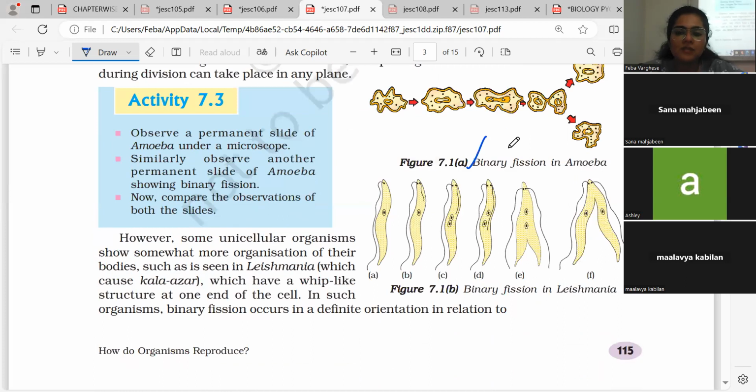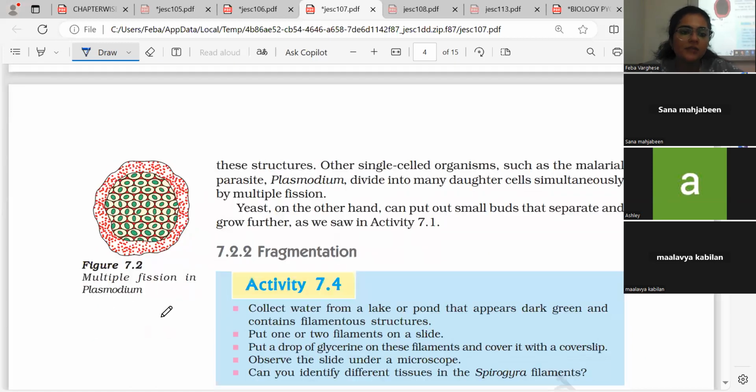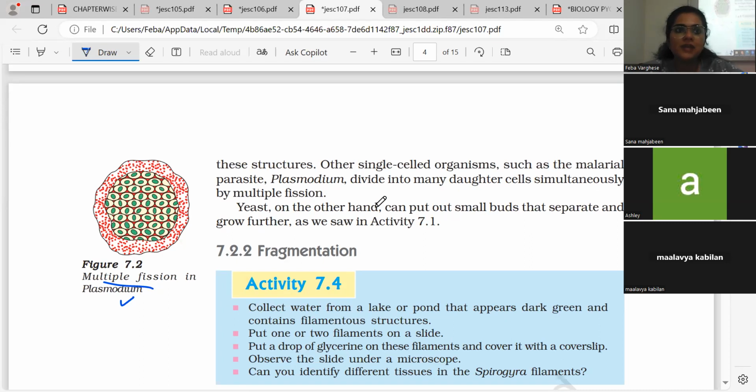Now, binary fission in amoeba can happen through any plane, but in Leishmania it is oriented only in the vertical plane. Remember that. And then the plasmodium undergoes multiple fission. That means more than two individuals. Listen carefully: it is divided into many daughter cells simultaneously by multiple fission.